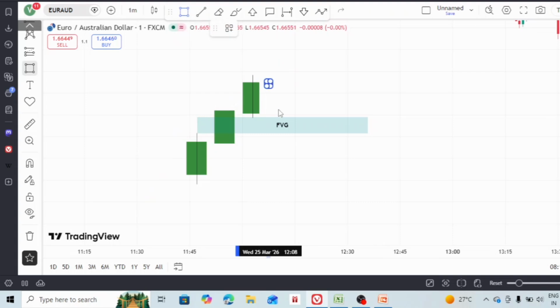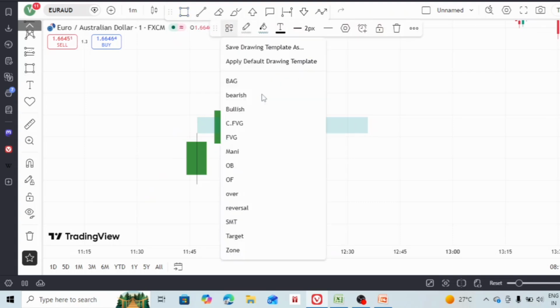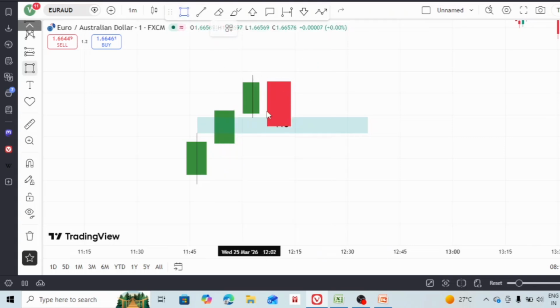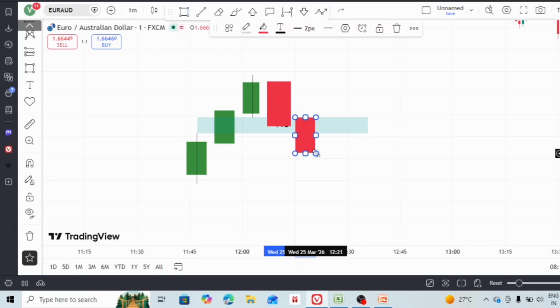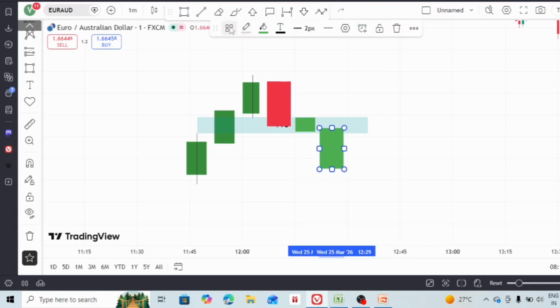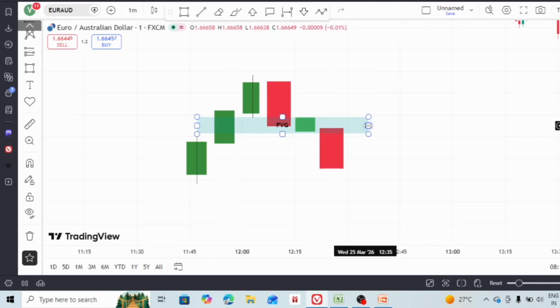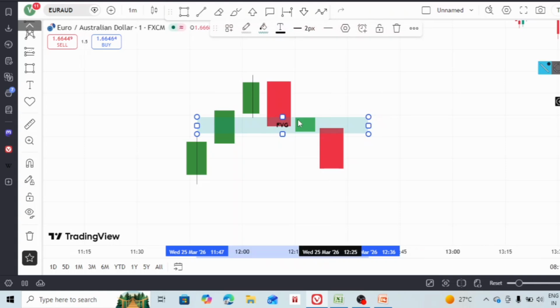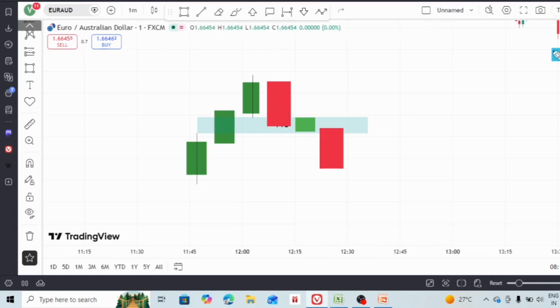Let's make this one a bearish candle. So this fair value gap did not work. The market did not respect this bullish fair value gap, and the market just broke this bullish fair value gap. See, it did not give any rejection, and it has broken out of the fair value gap. So this will become an inverse fair value gap.